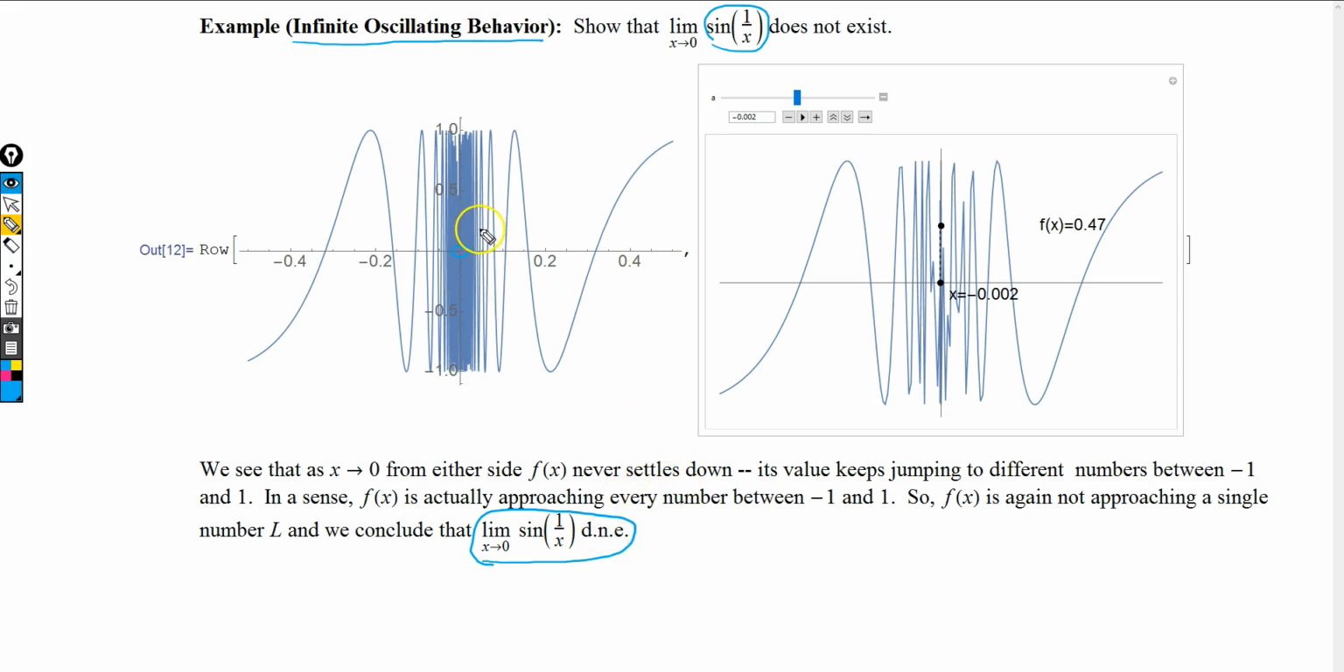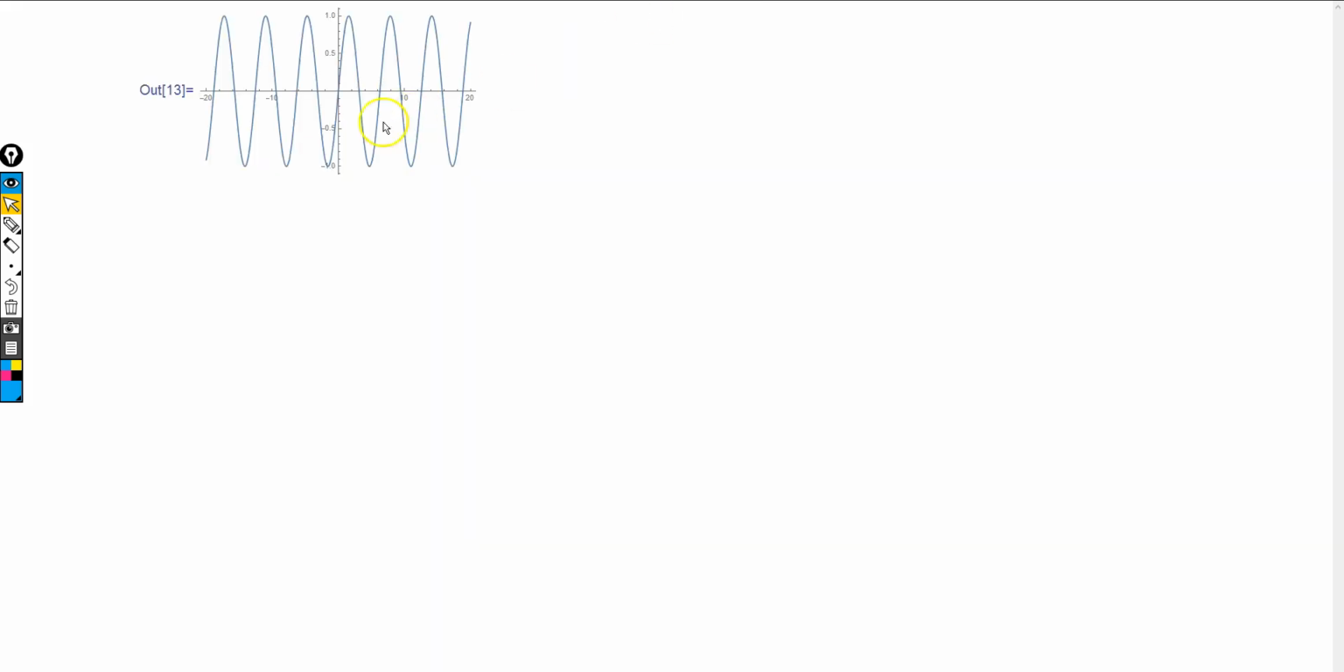Now let's try to understand a little bit why we have the infinite number of oscillations in this sine of 1 over x function. Why is that occurring? Well, let's consider this graph. So right here we have the graph of just the regular sine function. That's y equals the sine of x. Okay, this is our standard sine function right here.